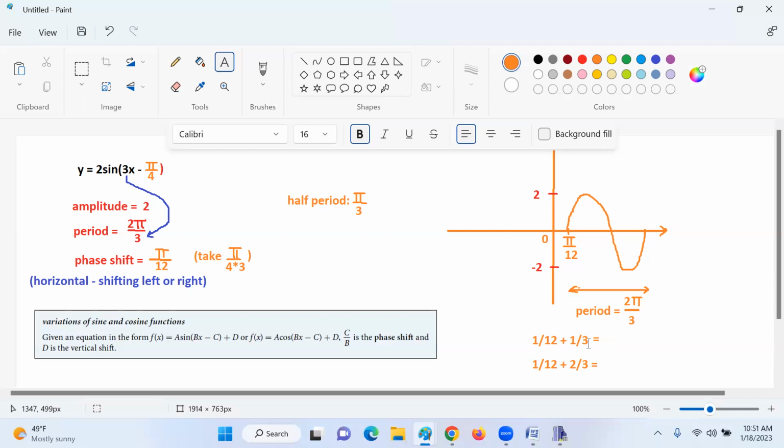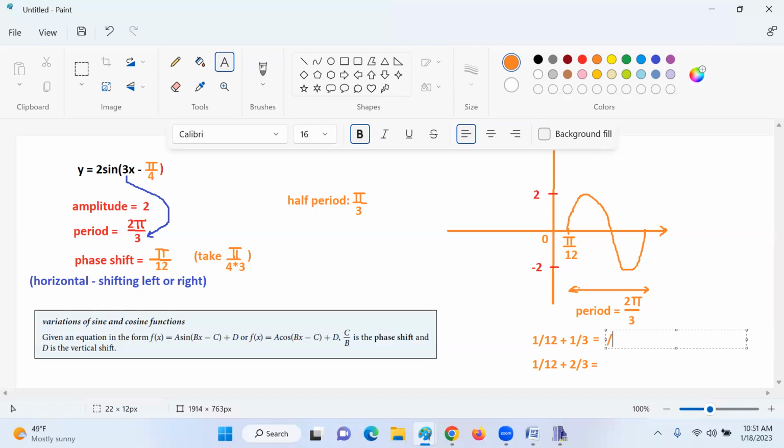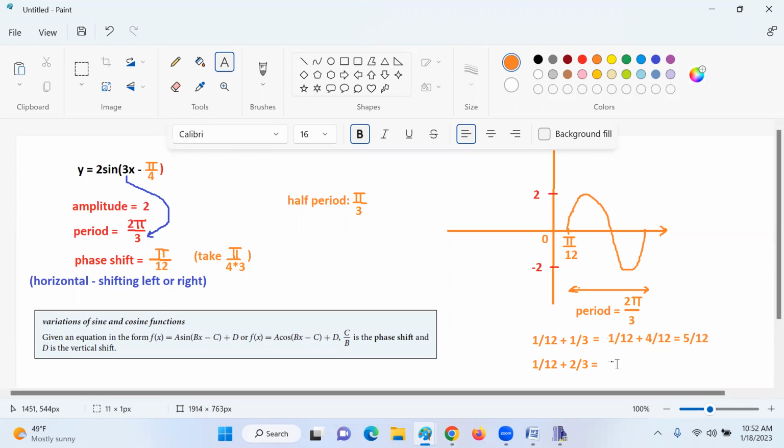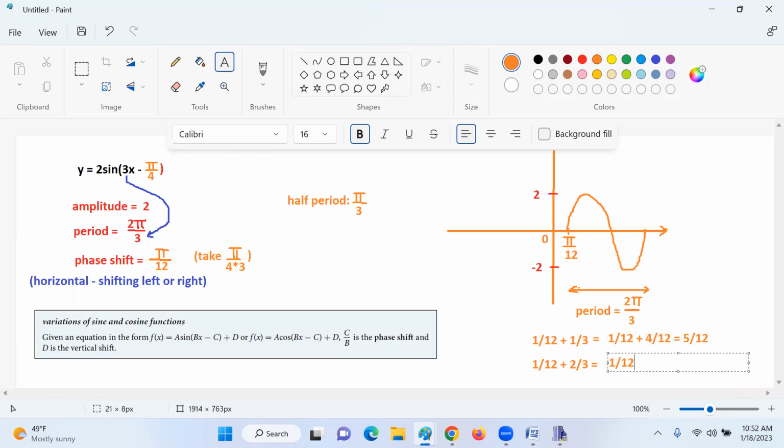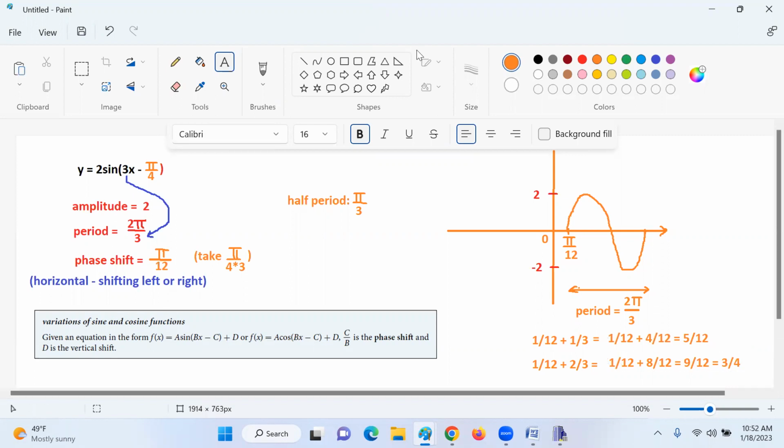So how can we add 1 over 12 and 1/3? What should we do? We look for the common denominator. 1/3 is 4 over 12, right? So 1 over 12 plus 4 over 12 is 5 over 12. And 1 over 12 plus 2/3 is 8 over 12, so that will be 9 over 12. 9 over 12 is 3 over 4. Okay, 3 over 4.